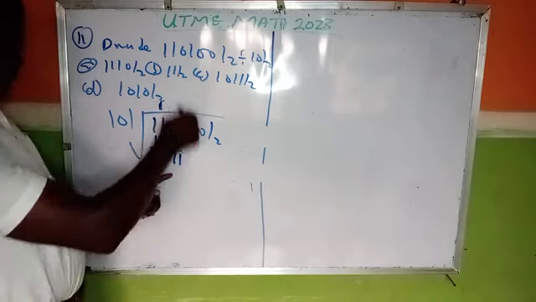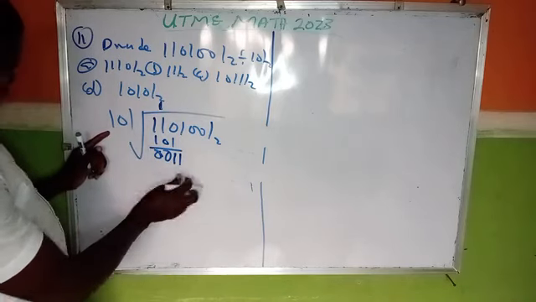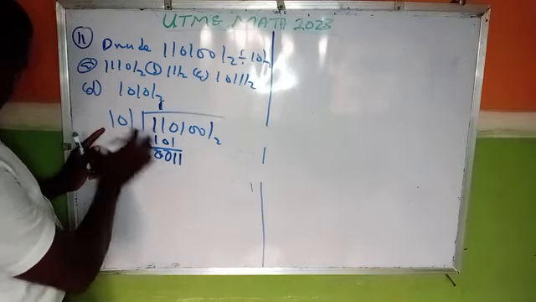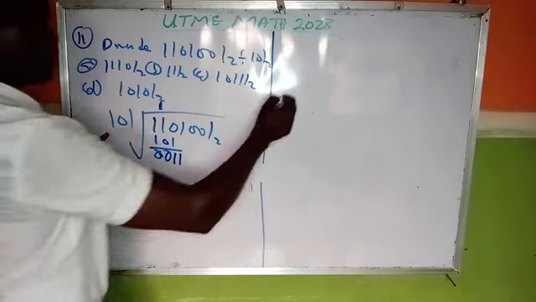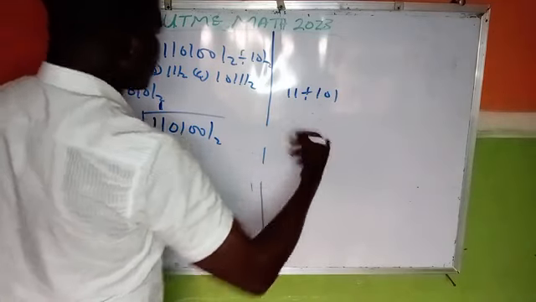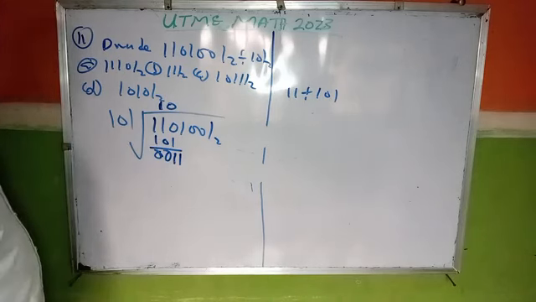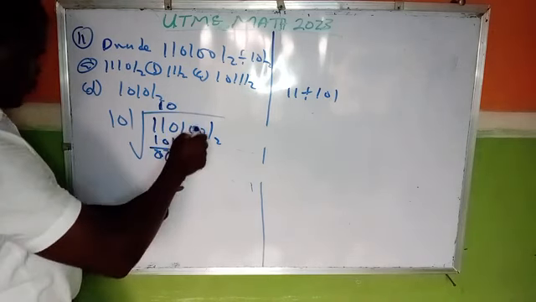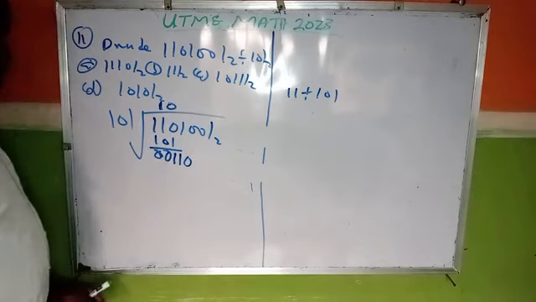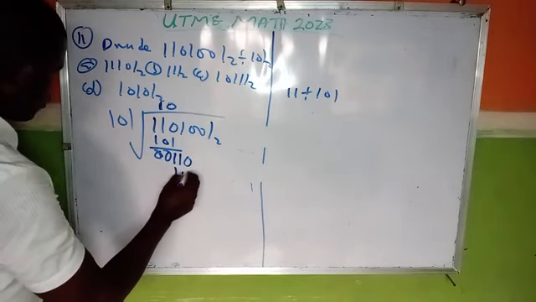When you bring this one down, can this number that is here divide this? No, it's not possible. 11 divided by 101 is not possible. So you put 0 there. Then you draw another one down, which is 0. Then you add this one to be 101.